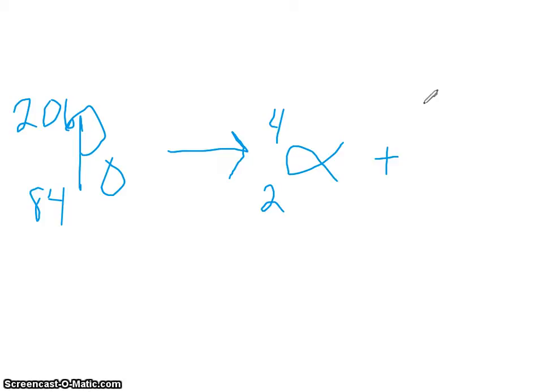206 minus 4 will give us 202. That is our new mass number. 84 minus 2 gives us 82. That is our new atomic number. We then look up element number 82, which is lead. And we now have a balanced equation for the alpha decay of polonium-206.